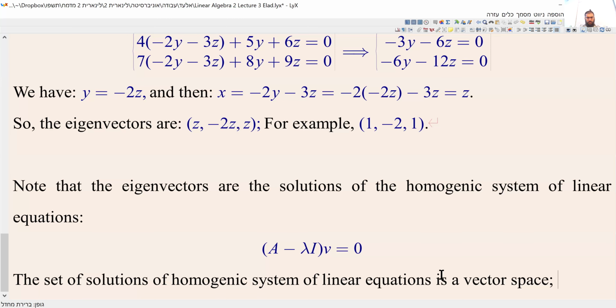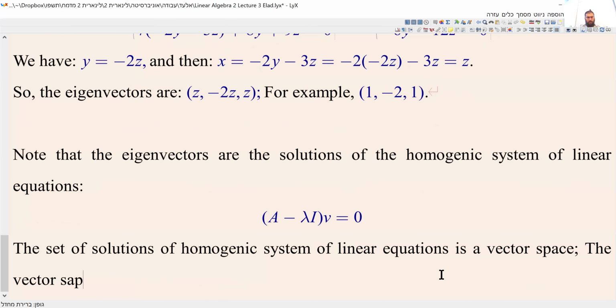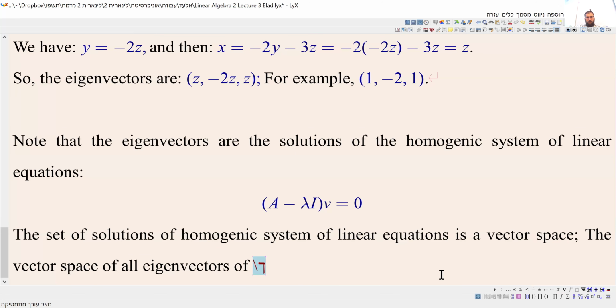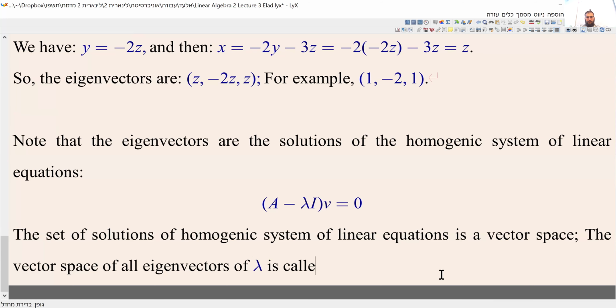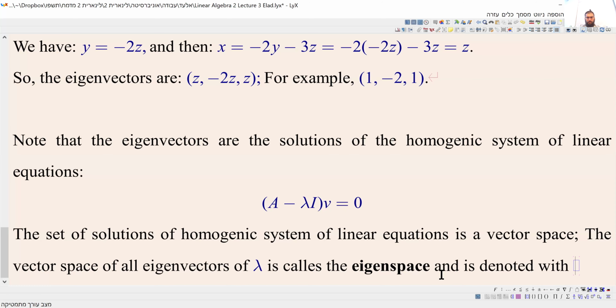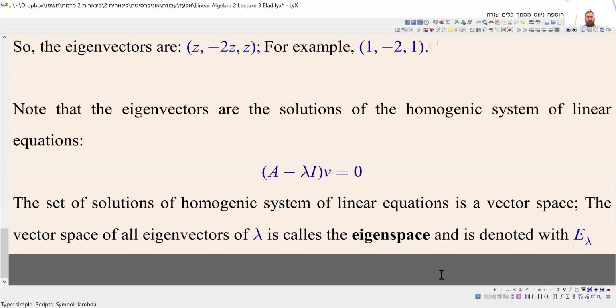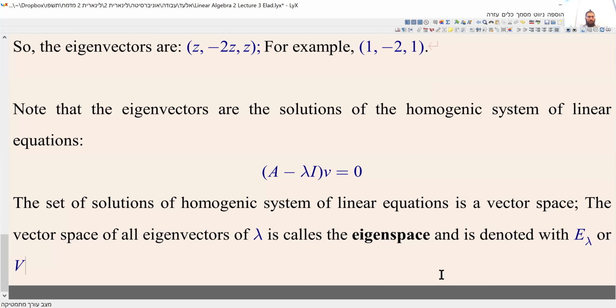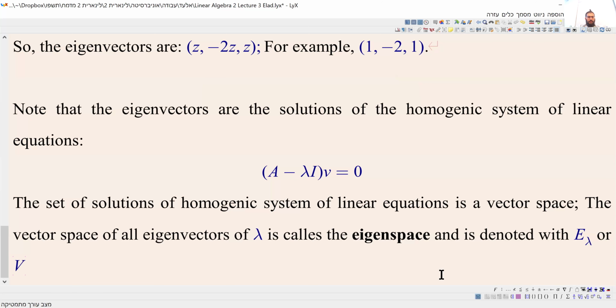The vector space of all eigenvectors of eigenvalue lambda is called the eigenspace, מרחב עצמי in Hebrew, and is denoted with E lambda because of eigen, or V lambda because of vector, whatever floats your boat.